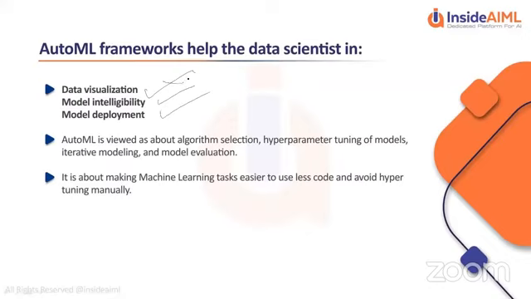Data visualization means to convert object data into a visual representation. Suppose I take a pie chart, a bar graph, or a linear graph. This is data visualization. AutoML frameworks help data scientists in data visualization also. Model intelligibility means it will select the model itself. The data scientist doesn't need to check which model is good and which model is not.